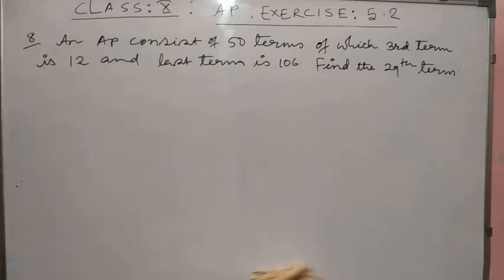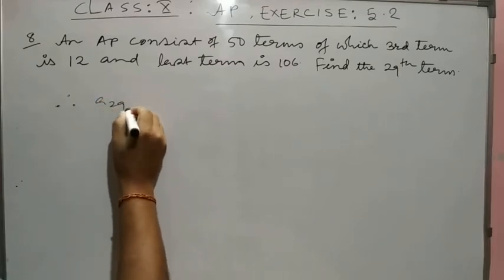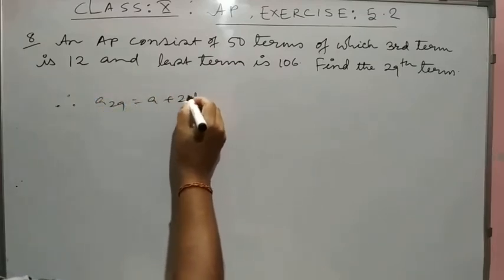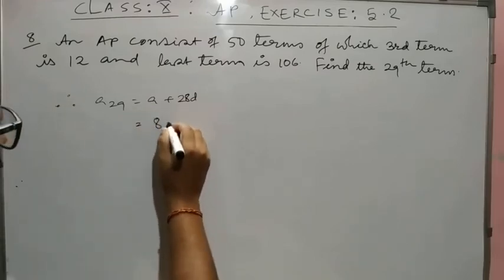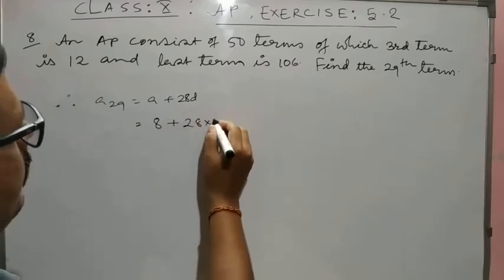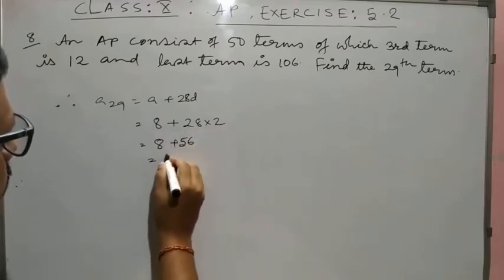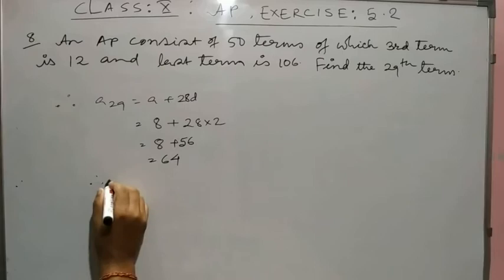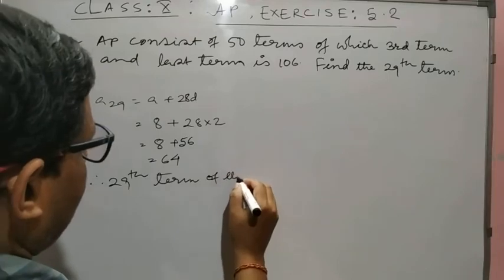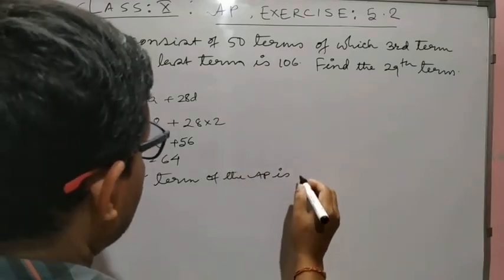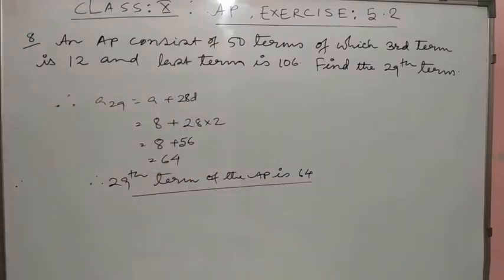A29 equals A plus 28D. A means 8 and D means 2, so it will be 8 plus 56, which is 64. Therefore the 29th term of the AP is 64.